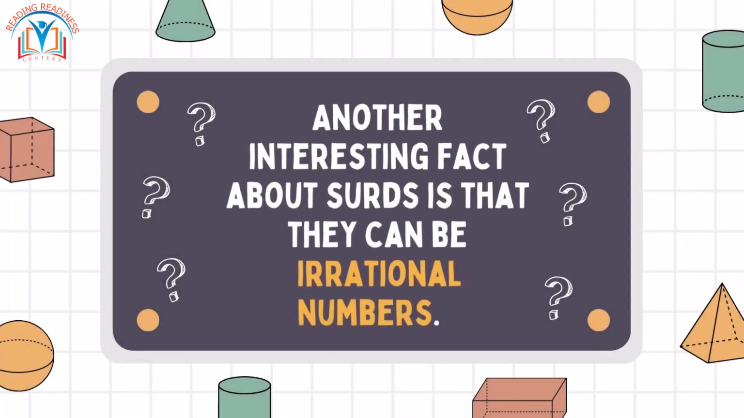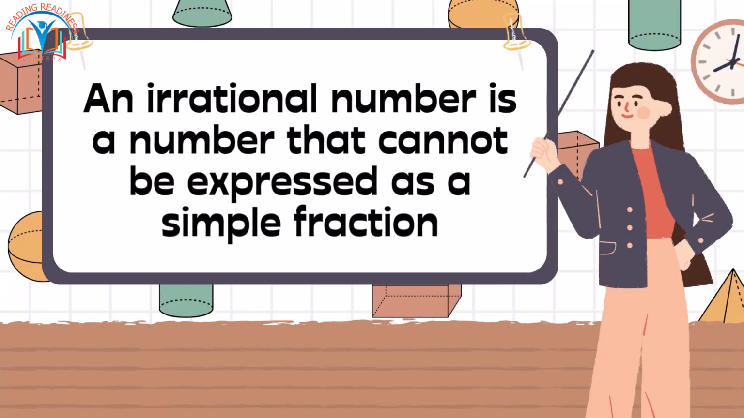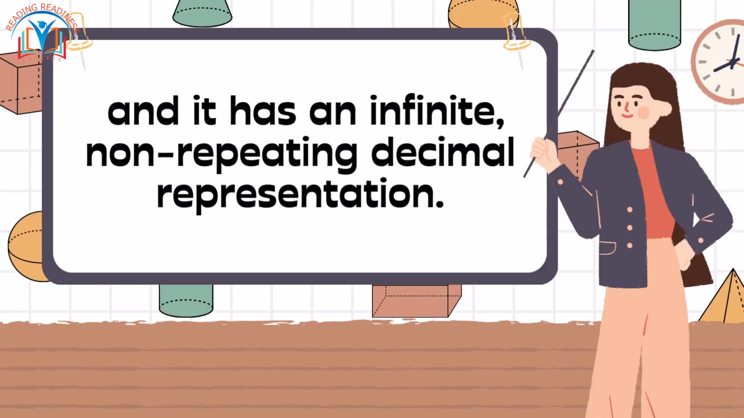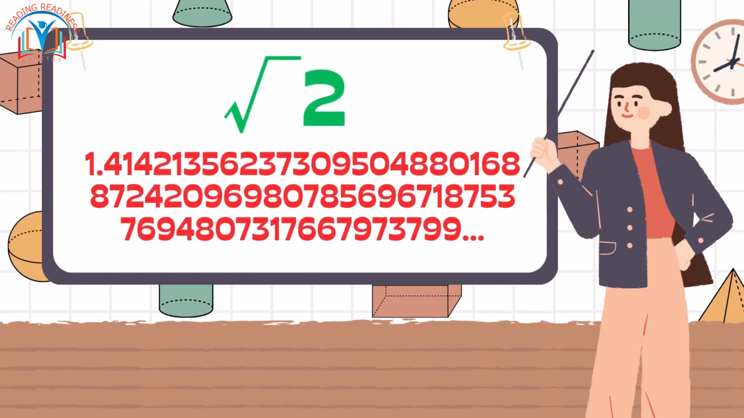Another interesting fact about surds is that they can be irrational numbers. An irrational number is a number that cannot be expressed as a simple fraction, and it has an infinite, non-repeating decimal representation. For example, the square root of 2 is an irrational number, as it cannot be written as a simple fraction, and its decimal representation goes on forever without repeating.